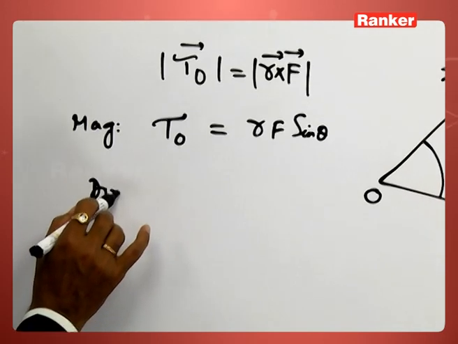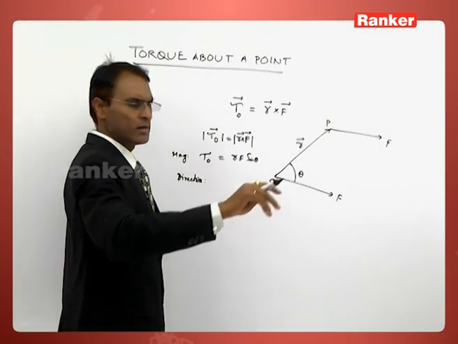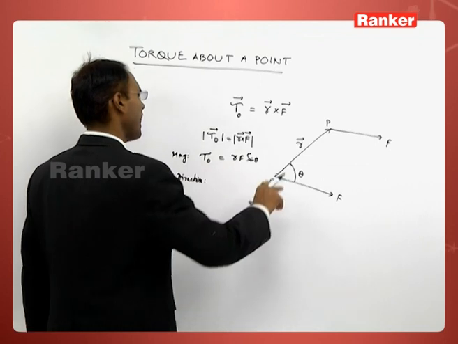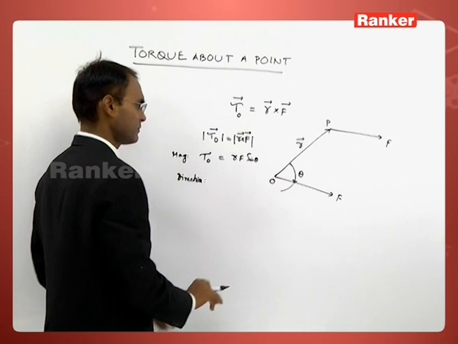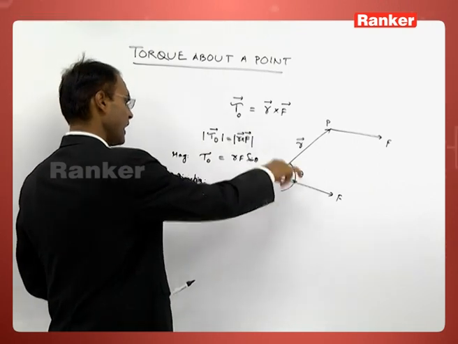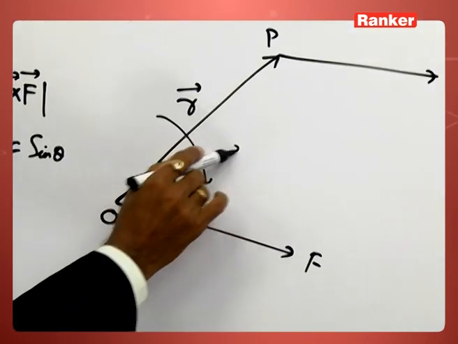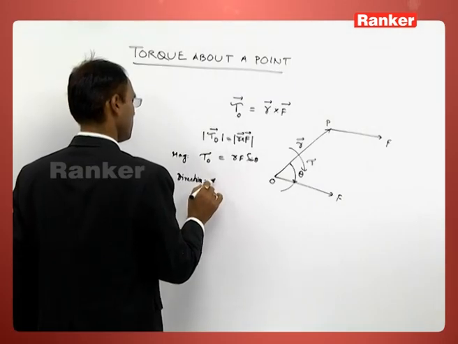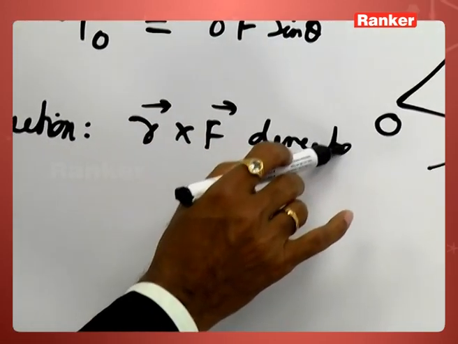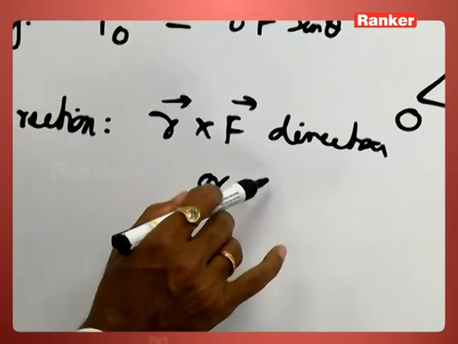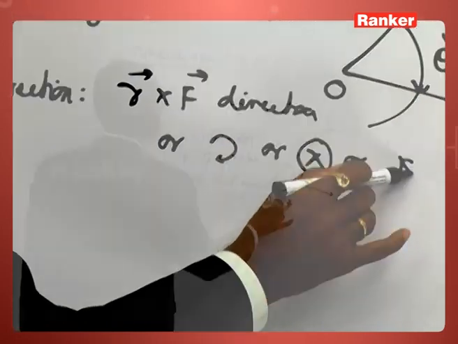The direction part of the torque is given by the concept of A cross B formula or R cross F. The sense of the angle is clockwise, therefore the torque will be clockwise. R cross F direction, or clockwise direction, or in minus k direction.